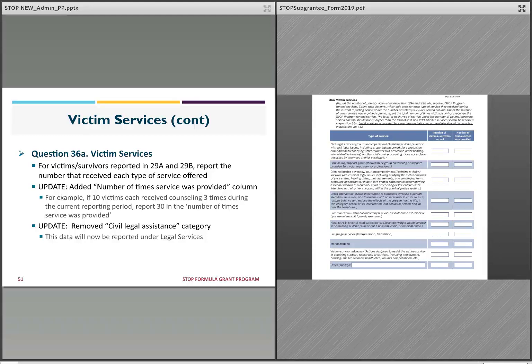Another change is that there is no longer a civil legal assistance category, because all civil legal assistance, also known as assistance provided by an attorney or paralegal on legal matters, should now be reported under the Legal Services section.